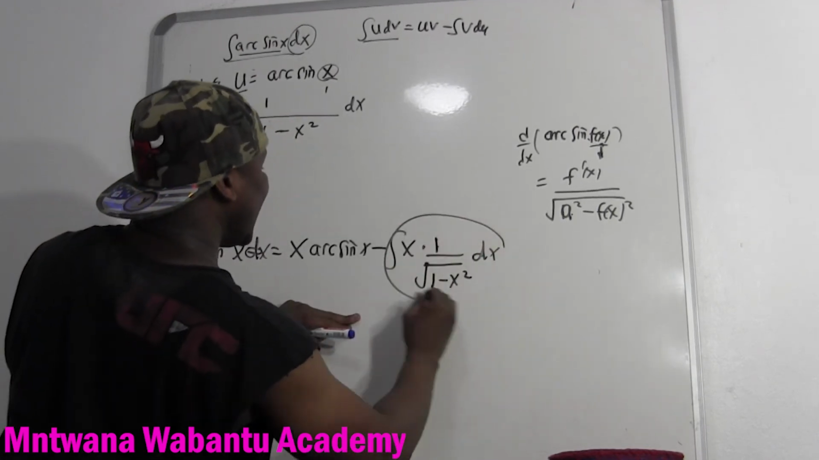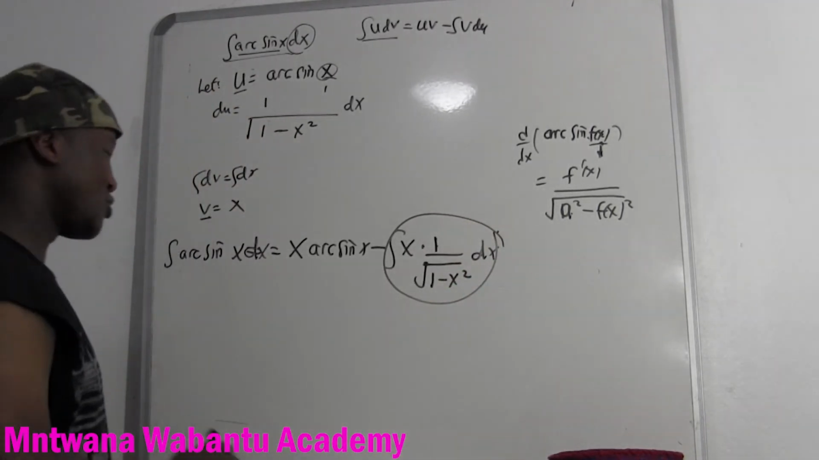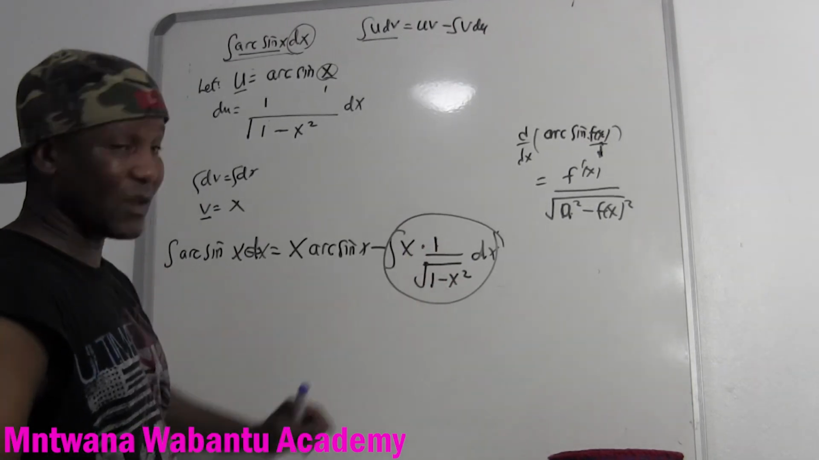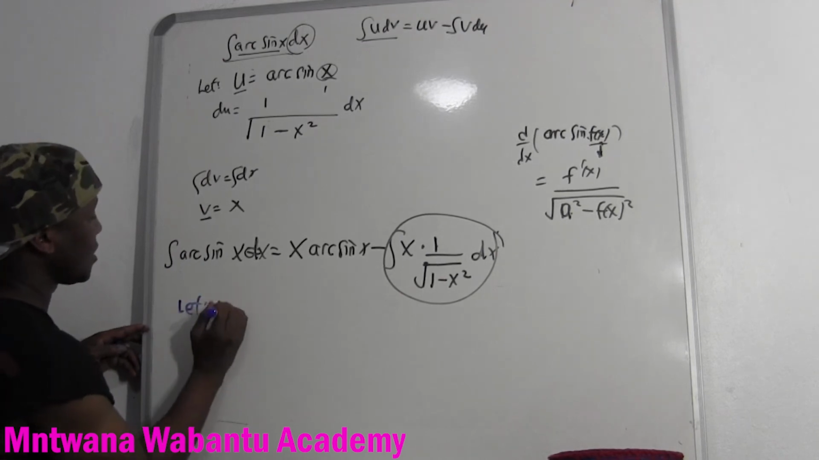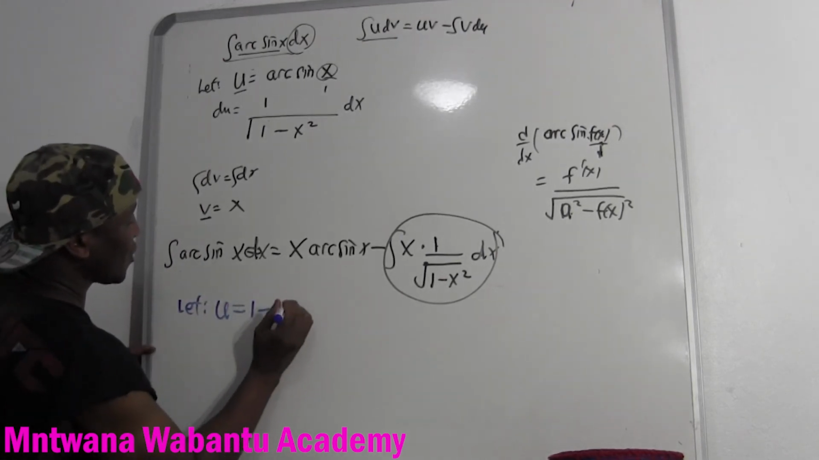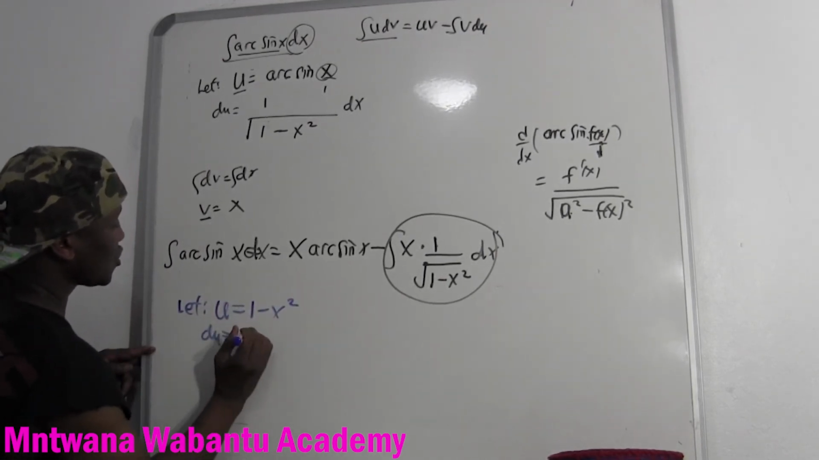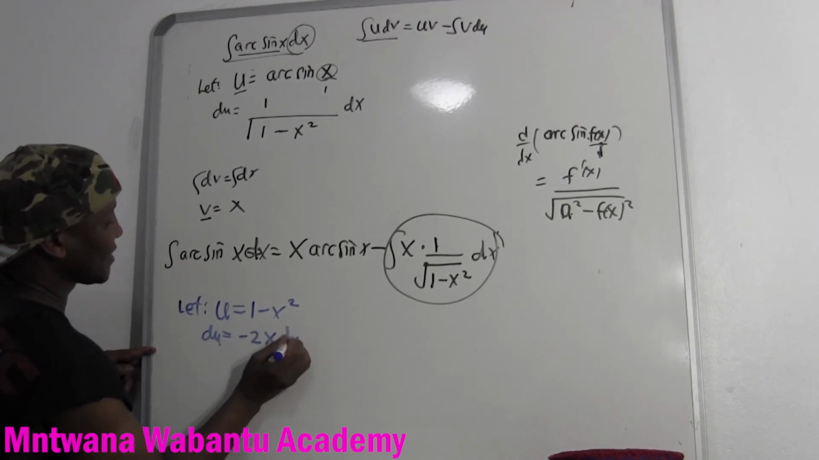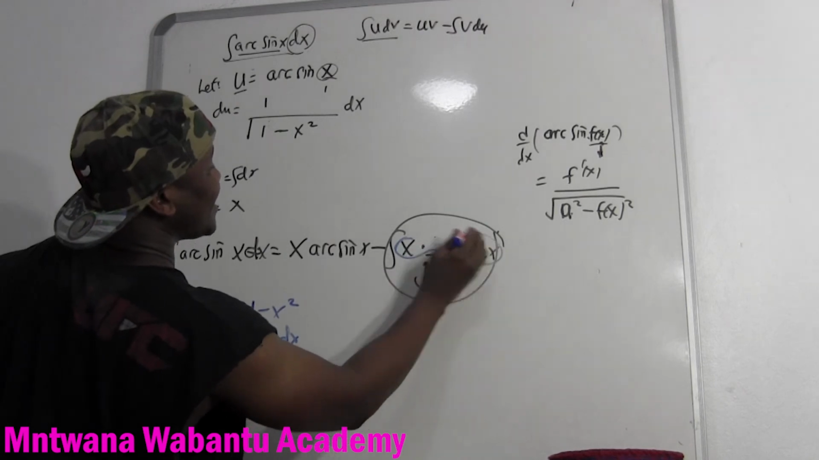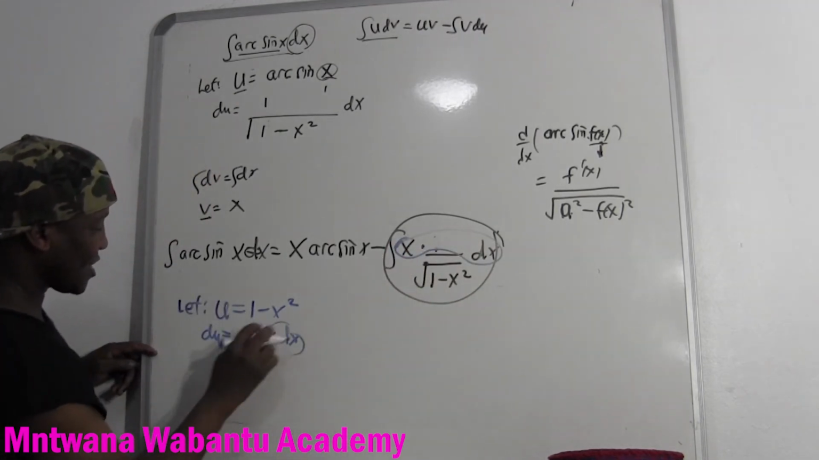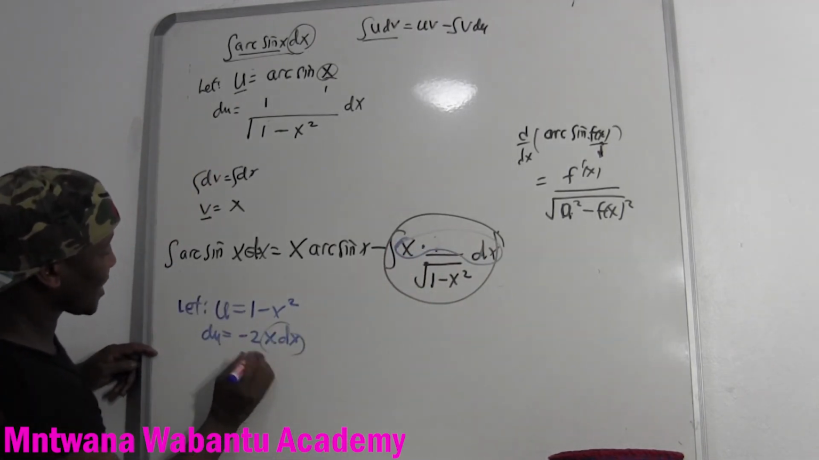So I want to deal with this and integrate it by substitution, because if I differentiate this, I'm going to get the one on top. So let u equal 1 minus x squared. Du equals negative 2x dx. So x dx, because 1 times x is just x, equals du divided by negative 2.